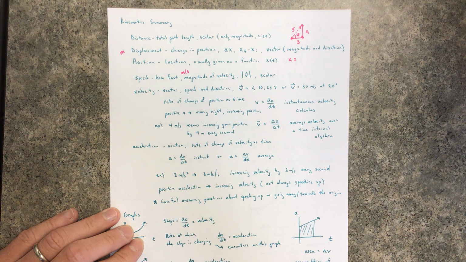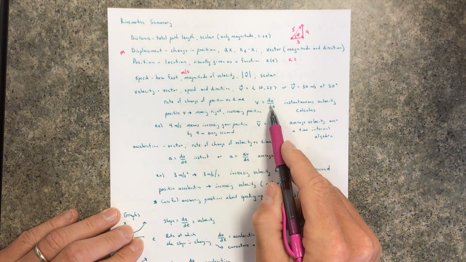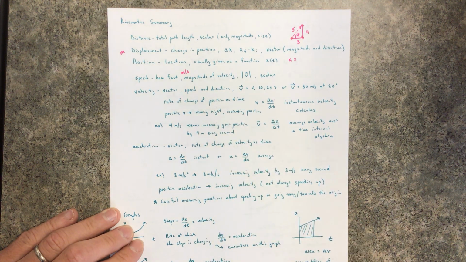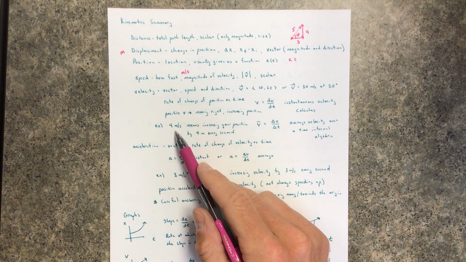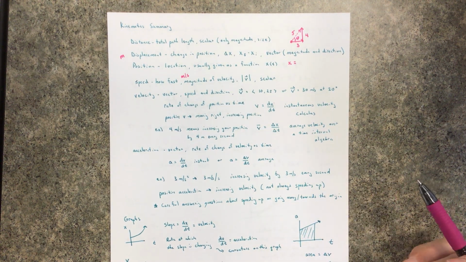If I talked to you about a positive velocity, well, positive velocity is a positive rate of change of your position, which means you're moving to the right? You're increasing your position. A negative velocity is moving left. That's not really telling you whether you're going away or towards the origin, but if you tell me you have a positive velocity, you're increasing your position, you're moving right. Negative velocity, you're moving left. An example, a 4 meter per second velocity means you're increasing your position by 4 meters every second.